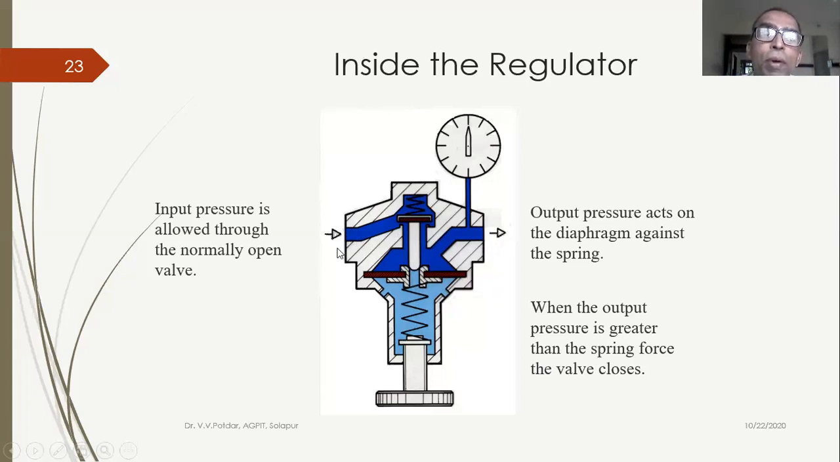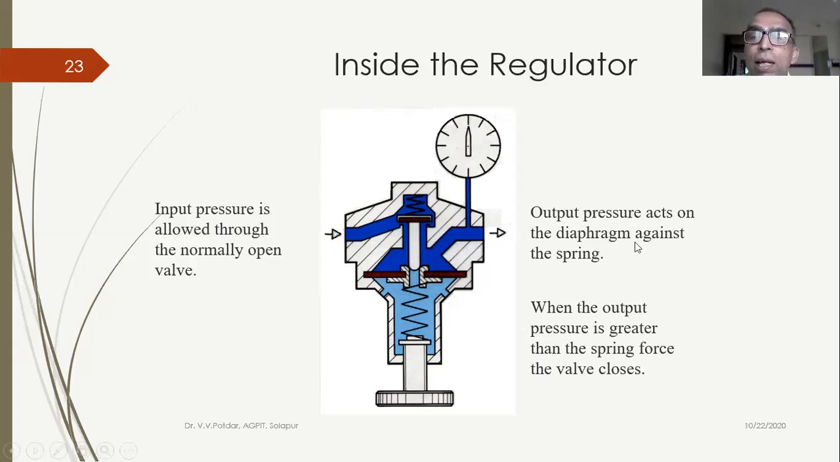Now, when I have higher supply pressure, let us say, what will happen? This will be pushed down against this plane and I can preset it. The pre-tension or pre-compression of the spring can be set by rotating the screw. So accordingly, it will supply. The input pressure is allowed through the normally open valve. So initially this is open. It will be lifted up and I have the supply coming in.